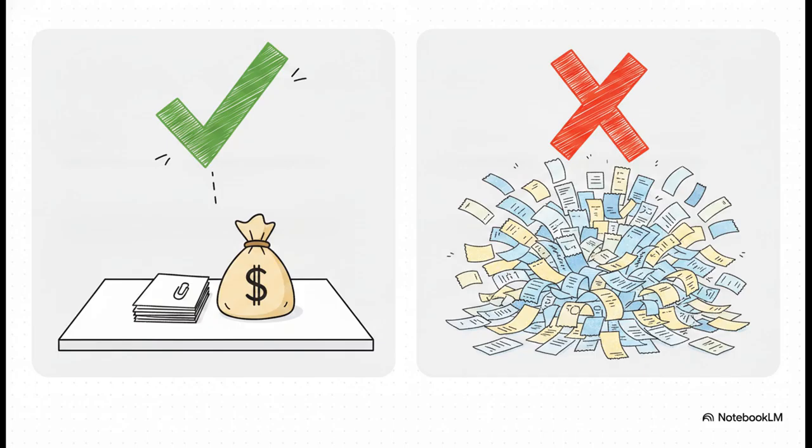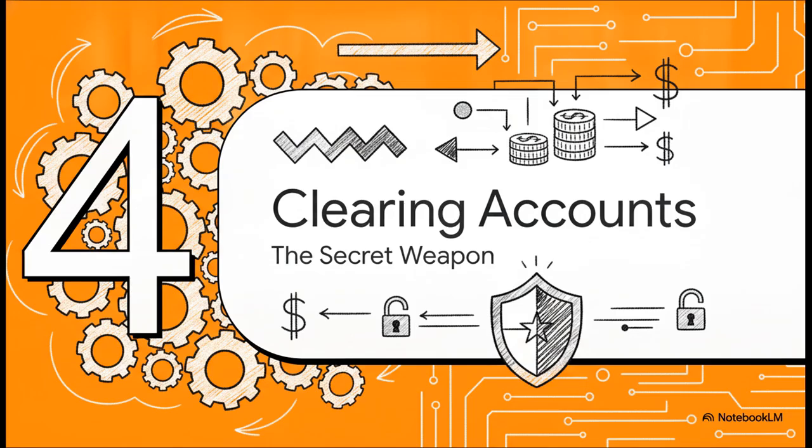Now, unless you are a B2B business that absolutely needs individual customer invoices recorded in QuickBooks, avoid itemized sync. Seriously, it will flood your ledger with thousands of individual transactions and drive you crazy. All right, section 4, the clearing account secret.